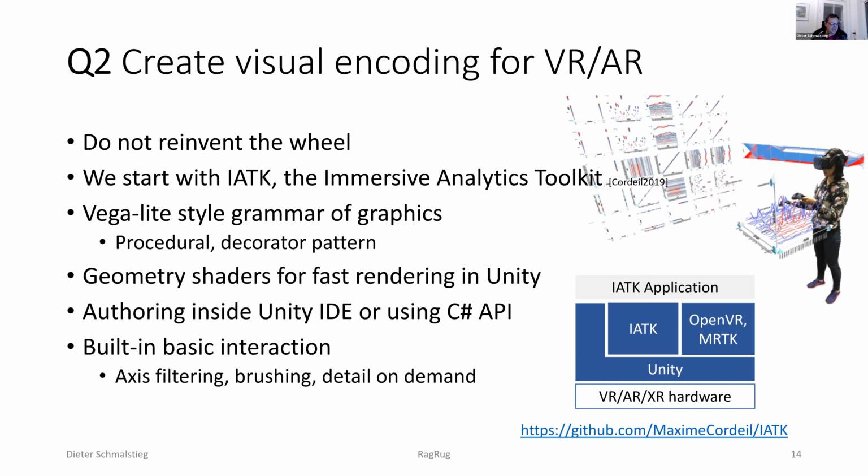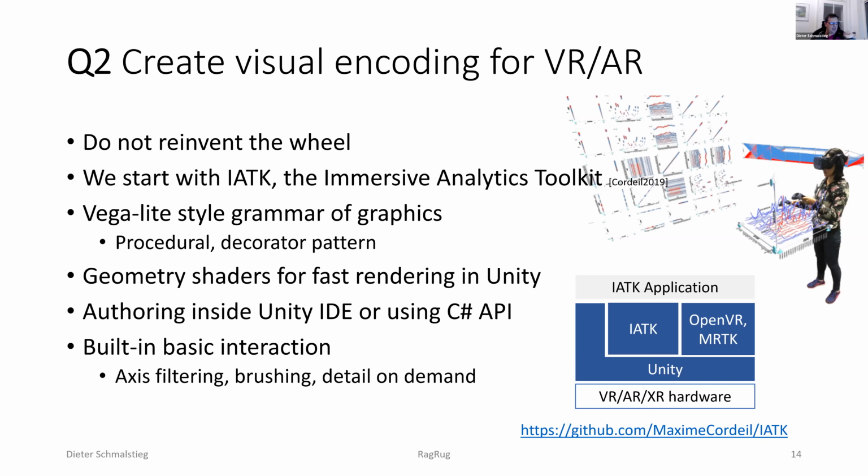In the case of IATK, it's nice. It nicely scales for fast rendering via its use of geometry shaders. So that's one of the tricks that they have. Authoring would be done inside Unity using conventional C#. And then the interaction is relatively basic. So it's nice. You can do 3D brushing and stuff like that. But in general, the interaction capabilities are really not the strong point of that. But the visual encoding is extremely useful, and we're relying on that. And again, we're not doing anything innovative there.